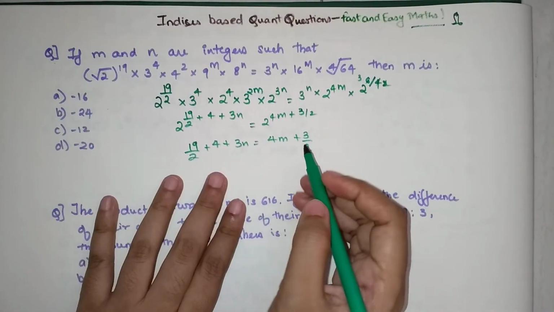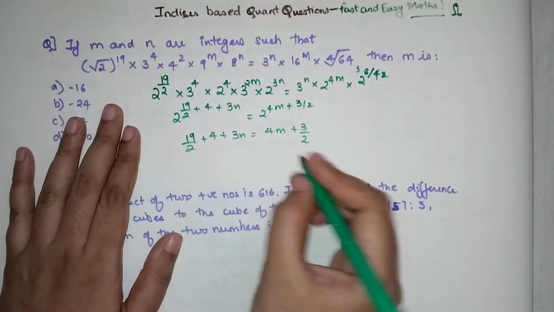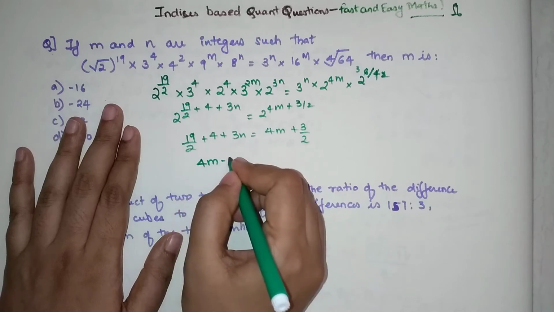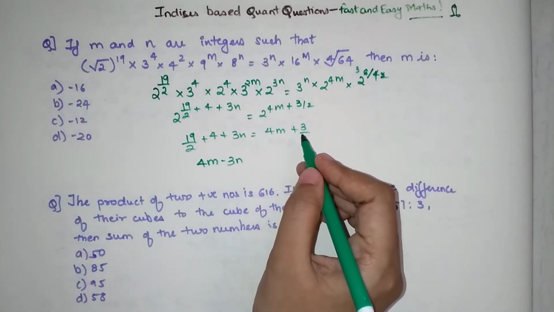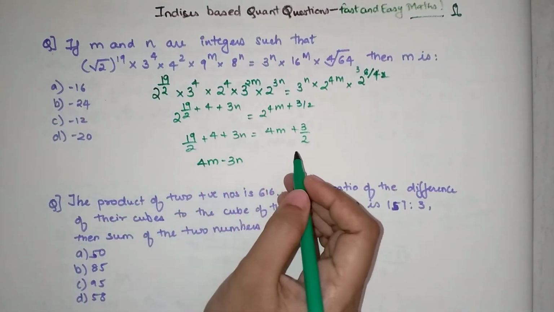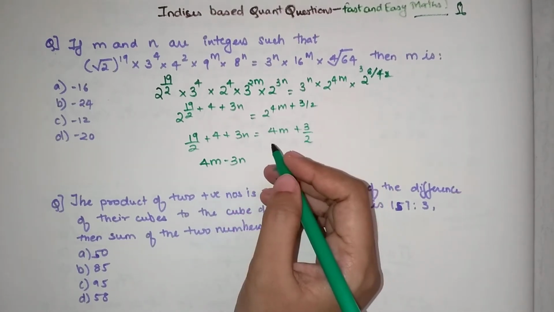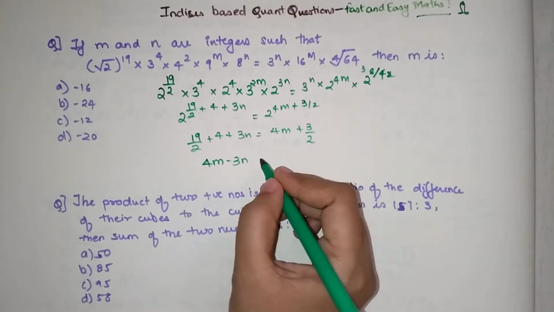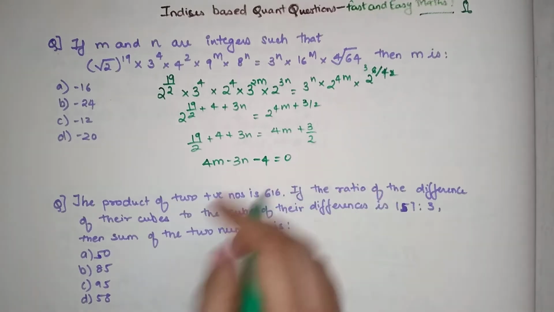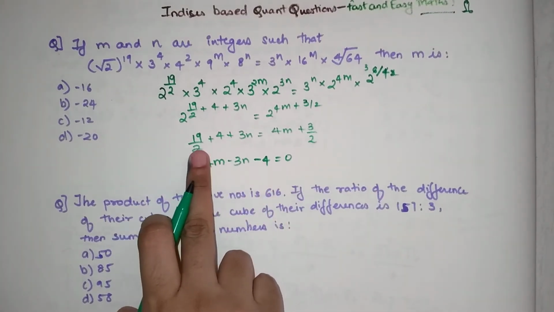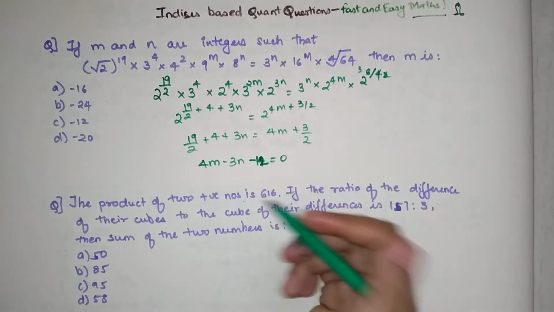Okay. So now let's shift everything on this side of the equation, or rather I'll shift everything on the other side of the equation. So I get 4m minus 3n. Okay. 19 upon 2 plus 4, minus 3 upon 2, that is 16 upon 2, so it gets you 8 plus 4. That gets you 12. No, wait. Minus 8 minus 4 gets you minus 12. Sorry. Okay. So that's your first equation.